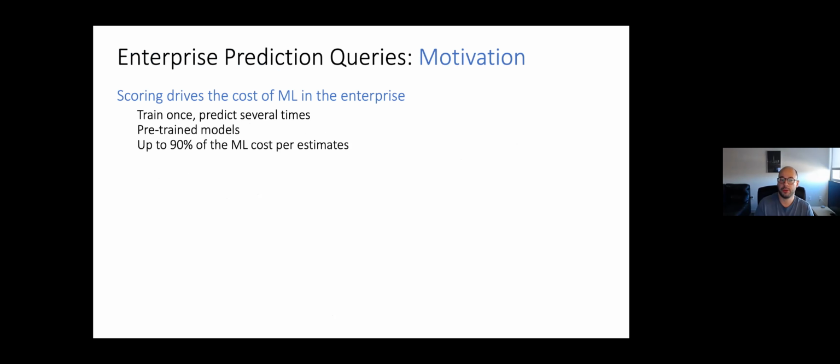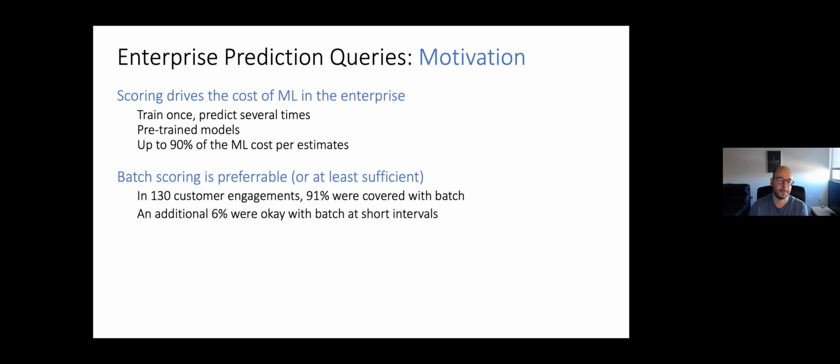A second point is that we have a lot of pre-trained models nowadays. We saw in the previous presentation, YOLO, or the GPT-3, and so on. So again, we don't need to spend resources on training because we have all these pre-trained models. And anecdotally, it has been shown per estimates, like this is not something I can confirm from Microsoft, for example, there is an Amazon report that says up to 90% of the ML cost in the enterprise is due to model scoring.